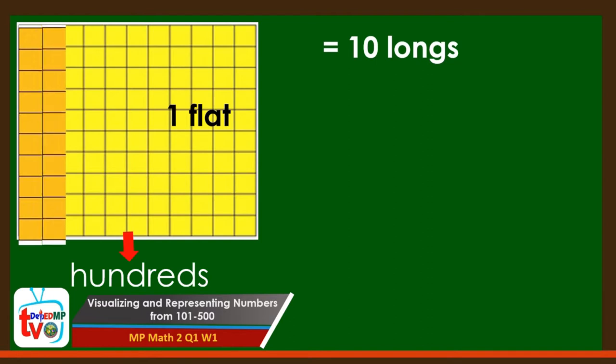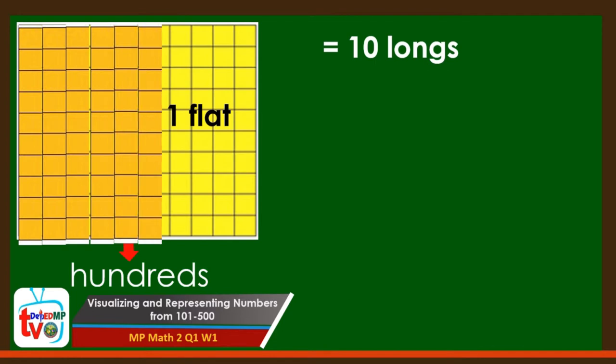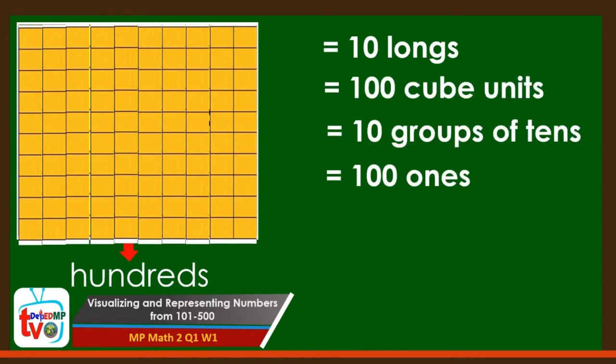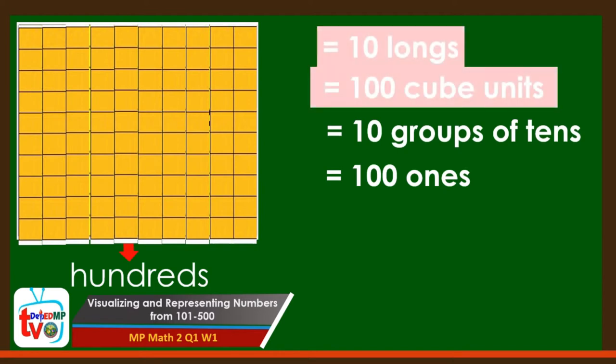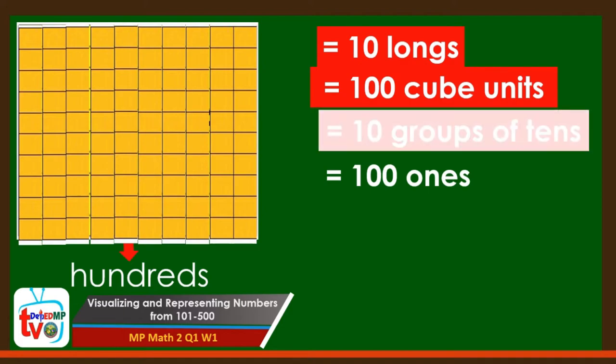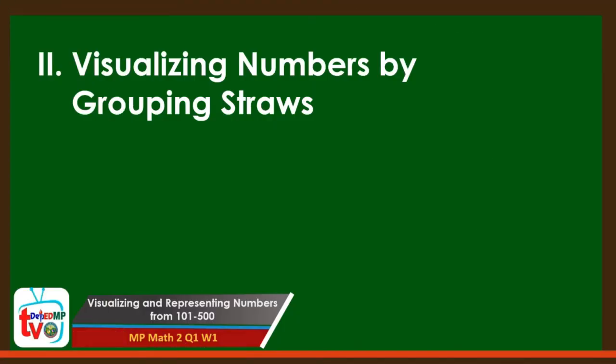So, 1, 2, 3, 4, 5, 6, 7, 8, 9, 10. One flat is also equal to 100 cube units. And then one flat is also equal to 10 groups of tens. And then one flat is also equal to 100 ones. Now we are done with using arithmetic blocks in visualizing numbers.